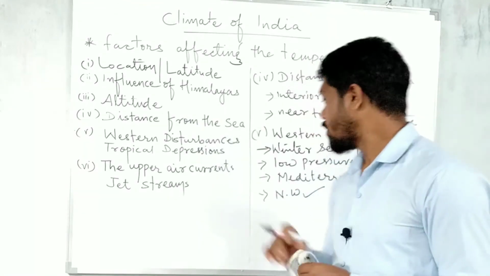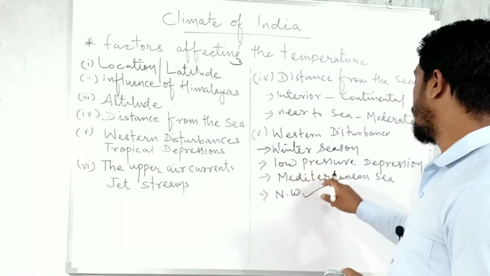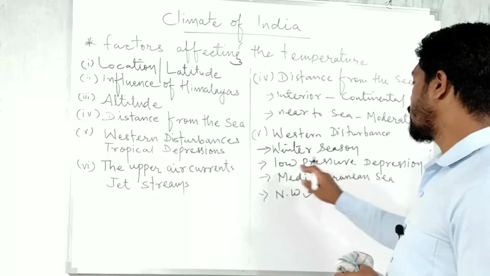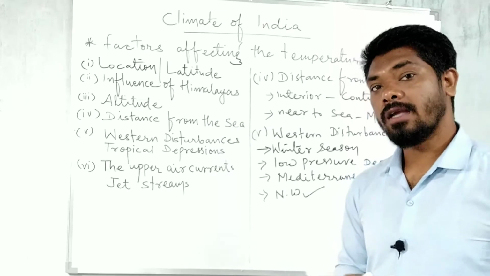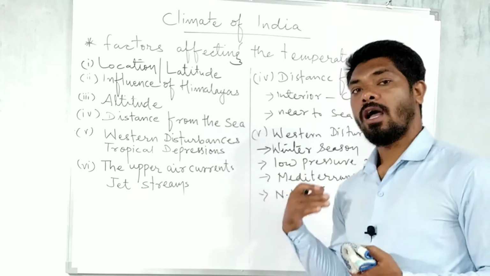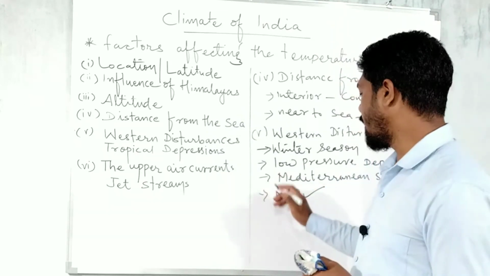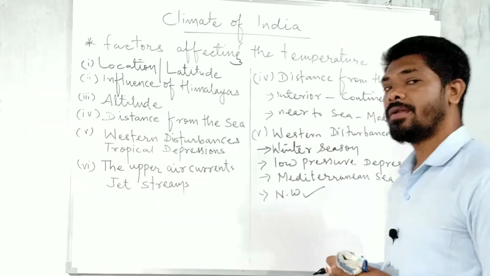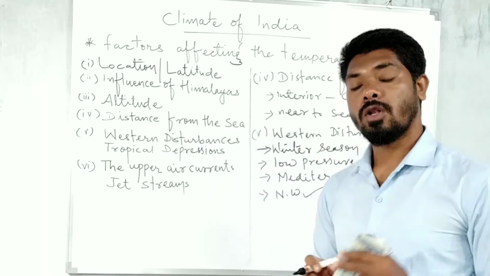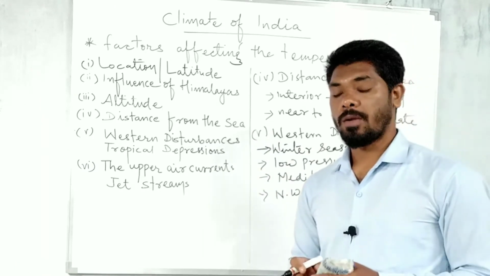They originate from the Mediterranean Sea, that is low pressure depressions, and they start moving towards the eastern side. They cross Iraq, Afghanistan, Pakistan, and then they enter India from northwest. That is during winter season. They bring huge loss of life and property.